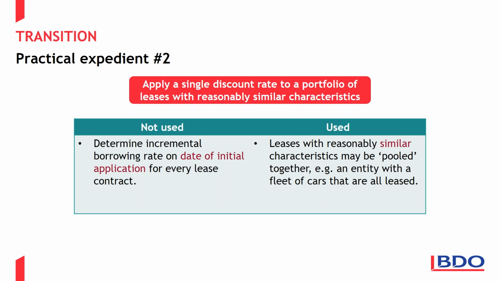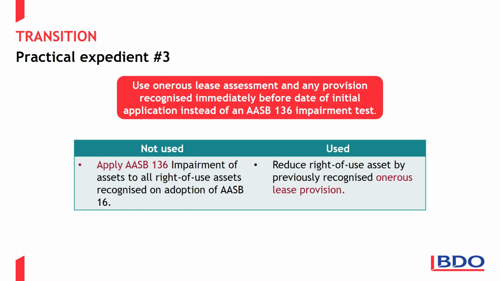So if you use it, what will you do? Leases with reasonably similar characteristics may be pooled together and you apply that discount rate to your pooled leases. If you look at your practical expedient number 3, you use your onerous lease assessment and any provision recognized immediately before the date of initial application instead of an AASB 136 impairment test.